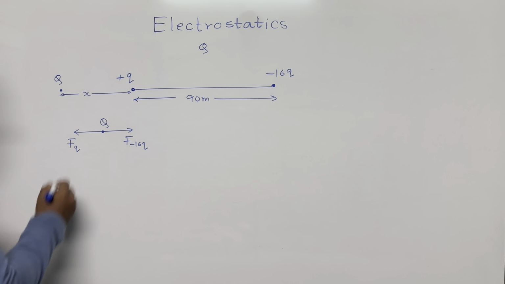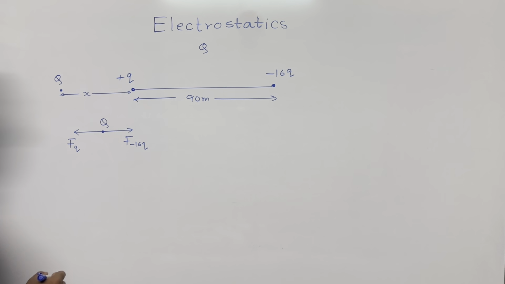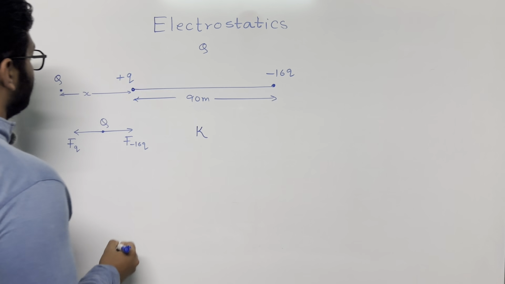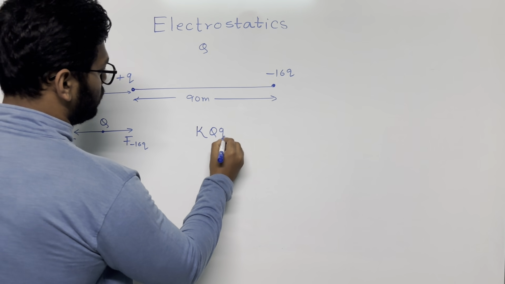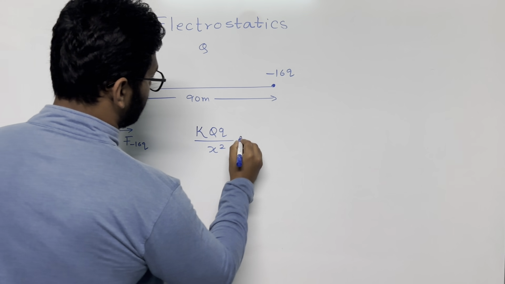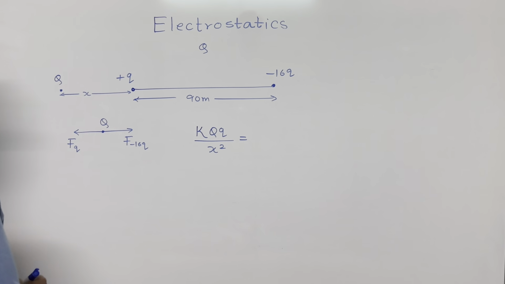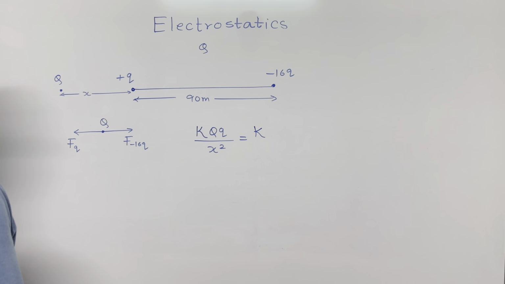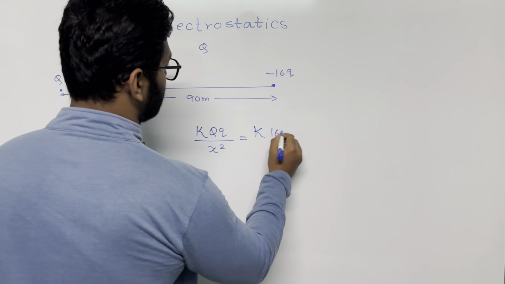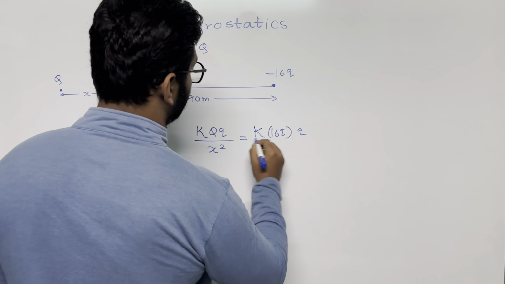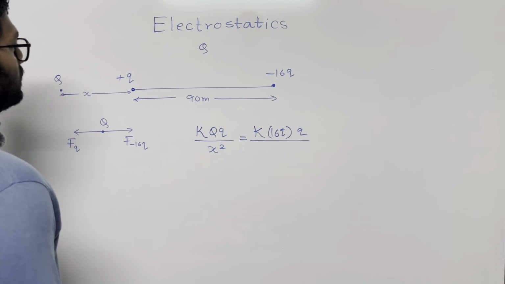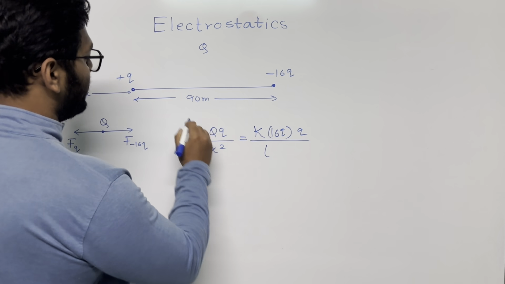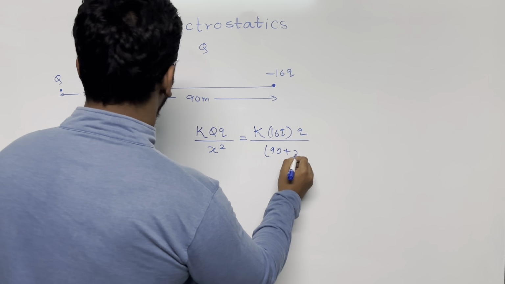Okay, so both of them have to be equated so that you will get the value of x. So let's do that. Kq by x square is equal to K into 16q upon 90 plus x whole square.